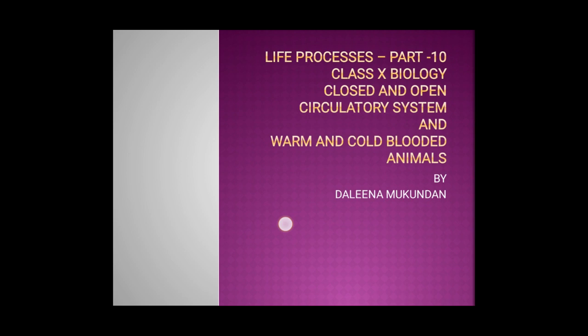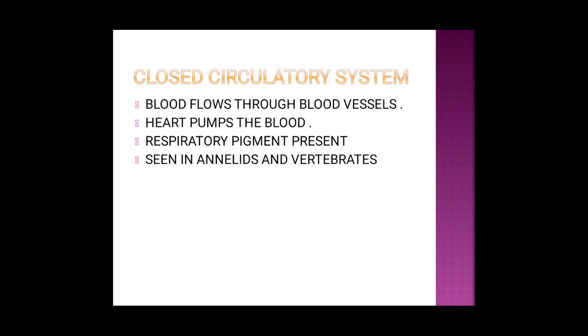In this video we are going to discuss closed and open circulatory systems along with warm and cold blooded animals. First, the closed circulatory system. Blood flows through blood vessels in a closed circulatory system and the heart pumps the blood. A respiratory pigment is there, and this type of circulatory system is seen in annelids and vertebrates.